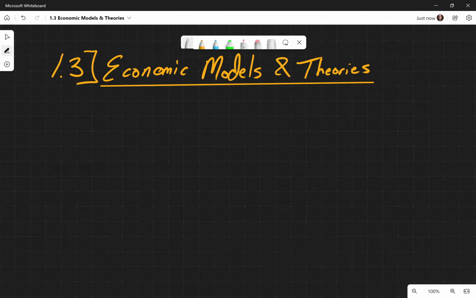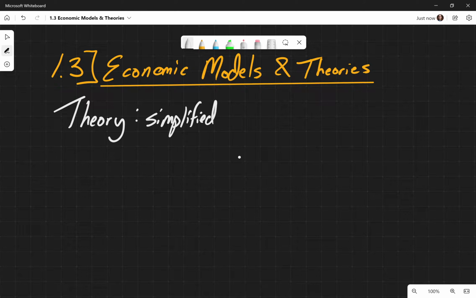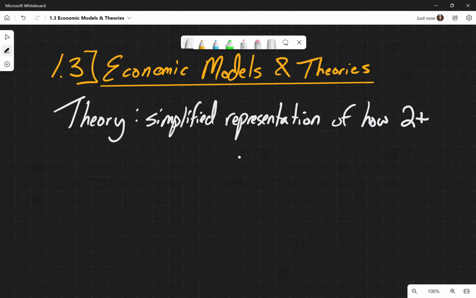In the end of chapter 1, we start to talk a bit more abstractly about economics and about what a theory is and what a model is. So in economics, when we talk about a theory, we are talking about a simplified representation of how two or more variables interact with each other.